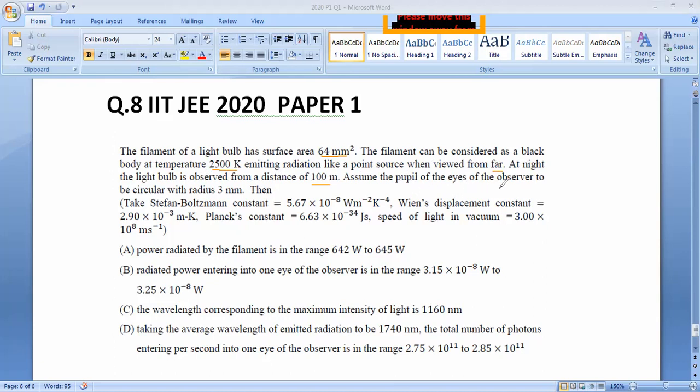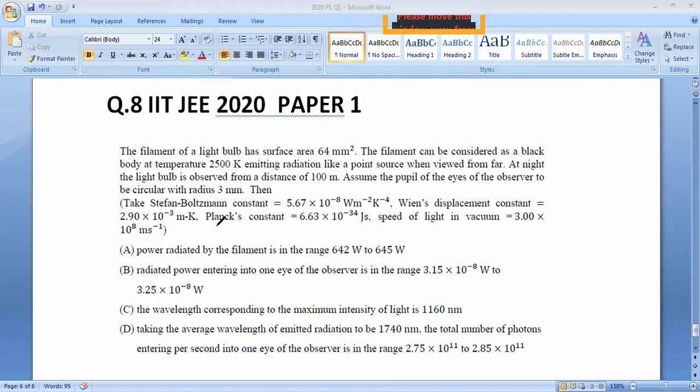Assume the pupil of the eyes of the observer to be circular with 3 mm. Then, taking Stefan-Boltzmann constant as 5.67 into 10 raised to minus 8 watt per meter square Kelvin raised to 4, Wien's displacement constant as 2.90 into 10 raised to minus 3 meter Kelvin, Planck constant as 6.63 into 10 raised to minus 34 joule second, and speed of light in vacuum as 3 into 10 raised to 8 meters per second.